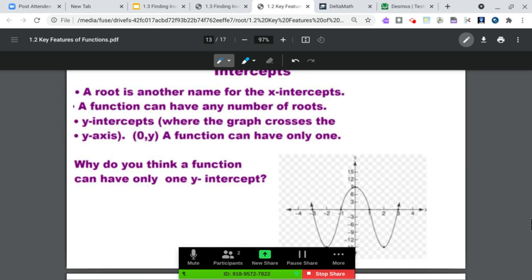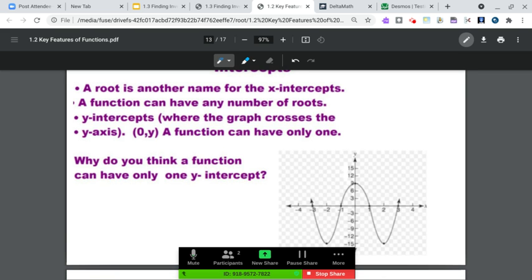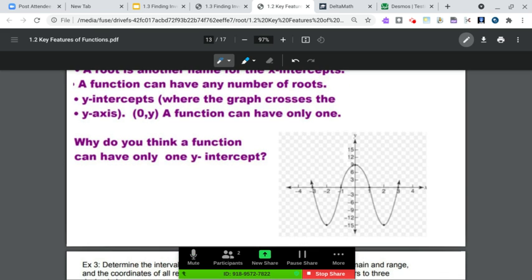Okay, intercepts. Very simple. X-intercepts are where the graph crosses the x-axis. Y-intercepts are where the graph crosses the y-axis. That's kind of self-explanatory. I'm sure you've seen that before. Can you name for me the x-intercepts of this graph here? -3, -1, 1, and 3. Good. -3, 0, -1, 0, 1, 0, and 3, 0. Perfect. What is the ordered pair for the y-intercept? 0, 9. Perfect.